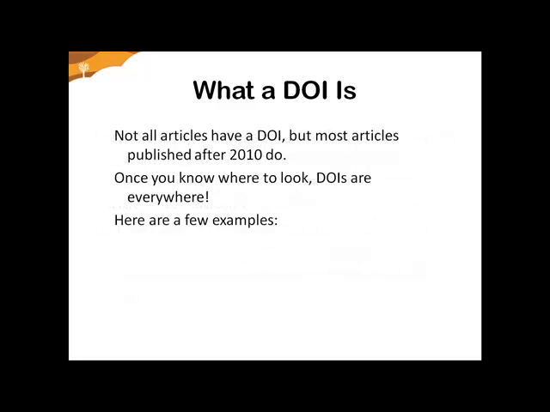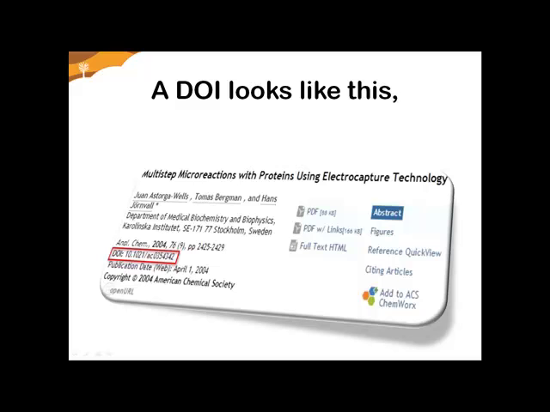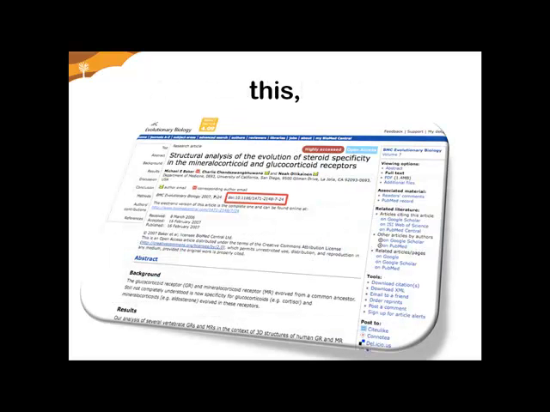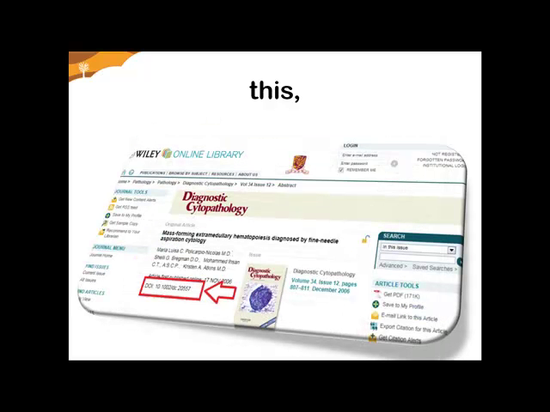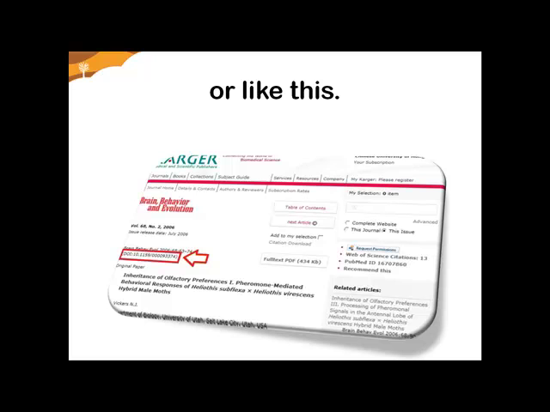Not all articles have a DOI, but most articles published after 2010 do. Once you know where to look, DOIs are everywhere. Here are a few examples. A DOI looks like this, this, or like this.